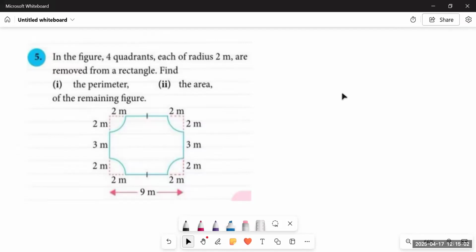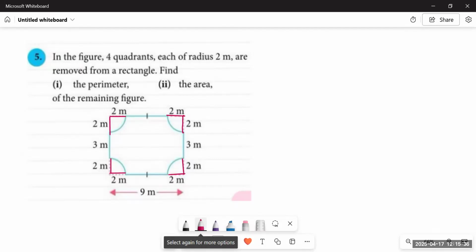As you can see, let me draw it once again so that it would become easy for you to understand that it's a complete rectangle in front of you where we are provided with the length of the cut sides at every corner. Every cut part is having a length of 2 centimeters. Now, what are they saying in the figure? 4 quadrants, each of radius 2 meters. They are giving you the details.